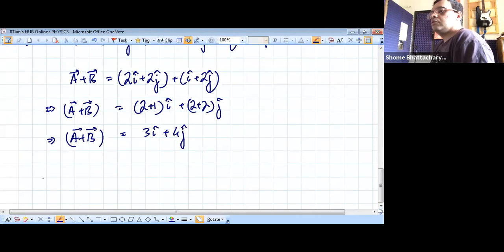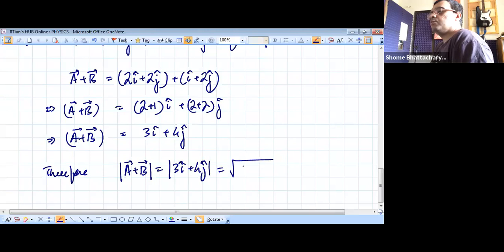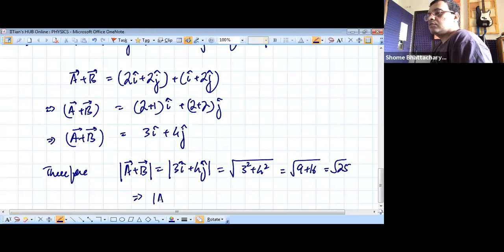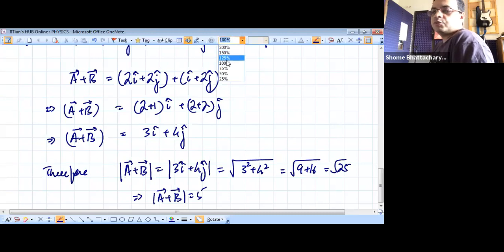So therefore, the magnitude of this vector A plus B is nothing but the magnitude of 3i cap plus 4j cap, which is defined by that formula, root of x component square plus y component square. So that is becoming 5. So the magnitude of A plus B is 5. All right, so this is the way of doing it. Hope you understood it, Mike.